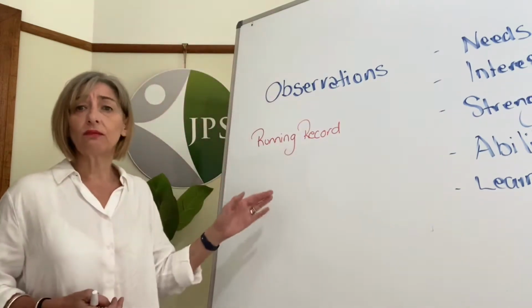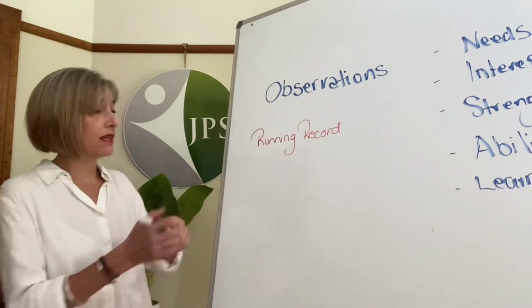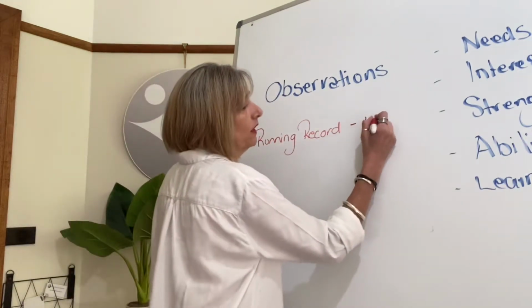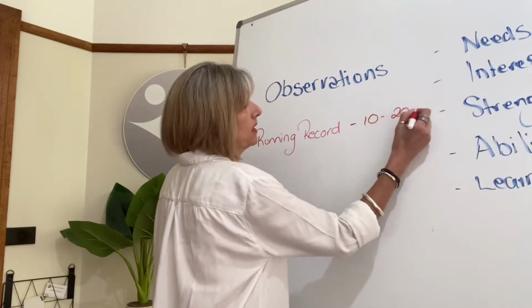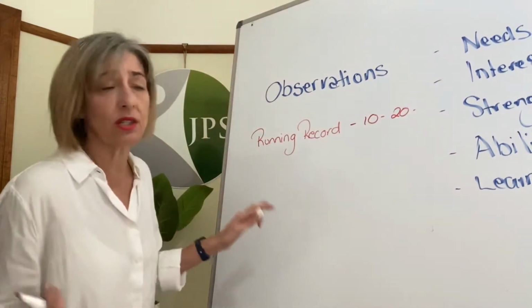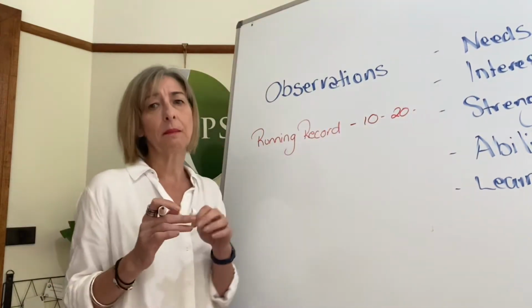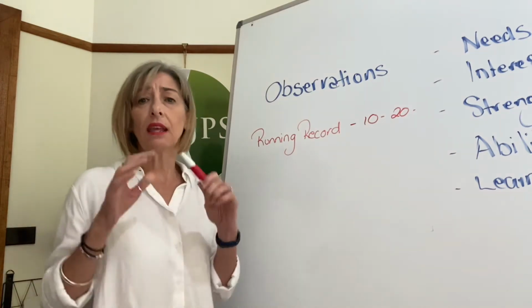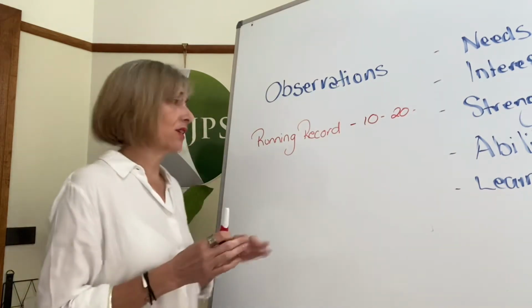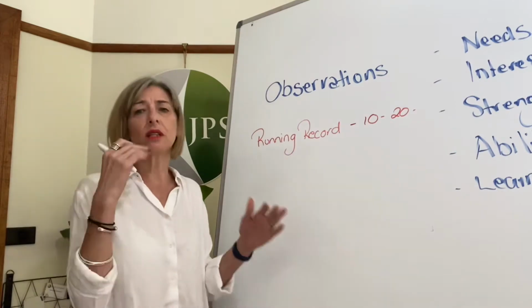Sometimes by doing running records, you can take them for any length of time. They go for anywhere from 10 to 20 minutes. You can do them as long as you like, but generally speaking around that 10-minute mark. You document everything that you see that child do in that time. So it's a running record.